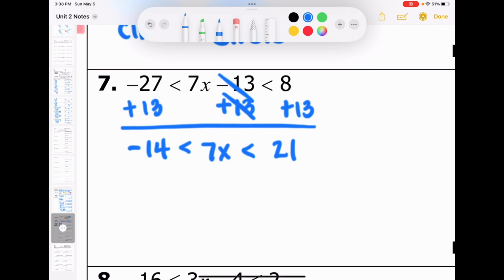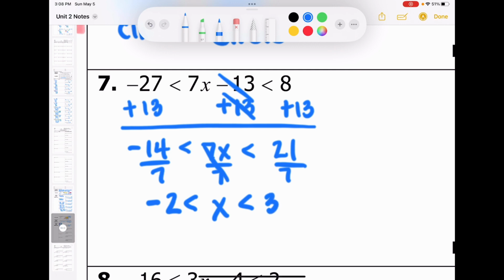Now my last step is to get x by itself, so I have to move that 7, so I'm going to divide all sides by 7. So negative 14 divided by 7 is negative 2, and 21 divided by 7 is 3. All right, and this is the solution to our inequality.